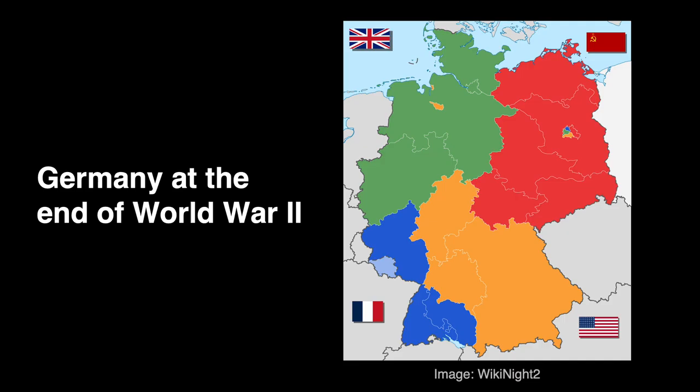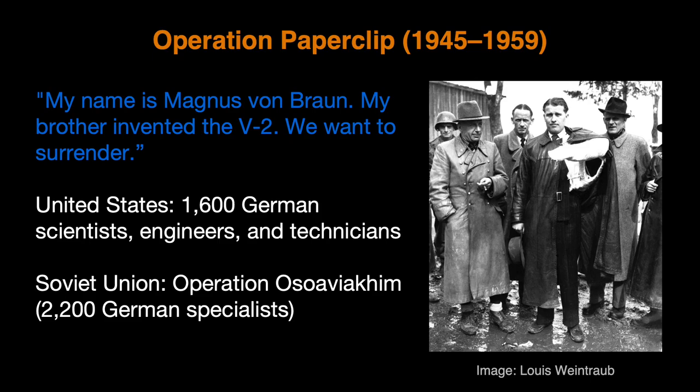At the end of World War II, in addition to dividing up Germany, the Allies were also very keen on getting a hold of German scientists, engineers, and technicians. They were particularly interested in those who had expertise in rocketry. Operation Paperclip was a program run by the United States military that brought 1,600 German experts to the United States. One of those experts, shown in the picture, was Werner von Braun. His brother had walked up to a United States soldier and said, "My name is Magnus von Braun. My brother invented the V-2. We want to surrender."